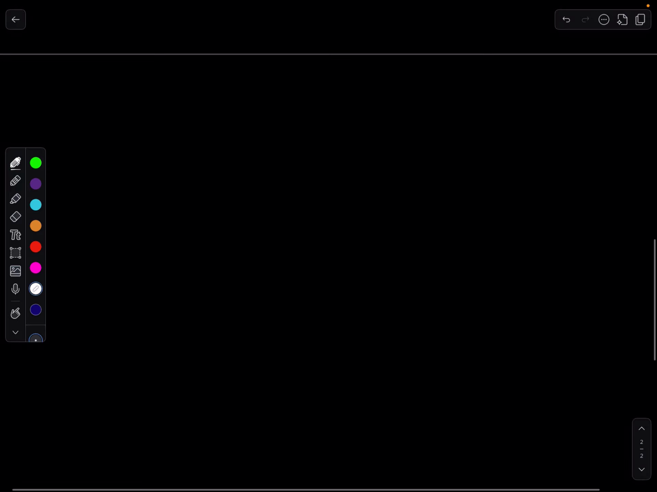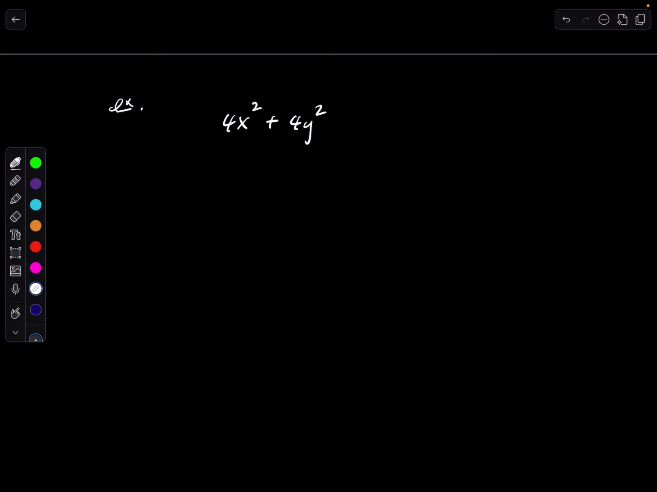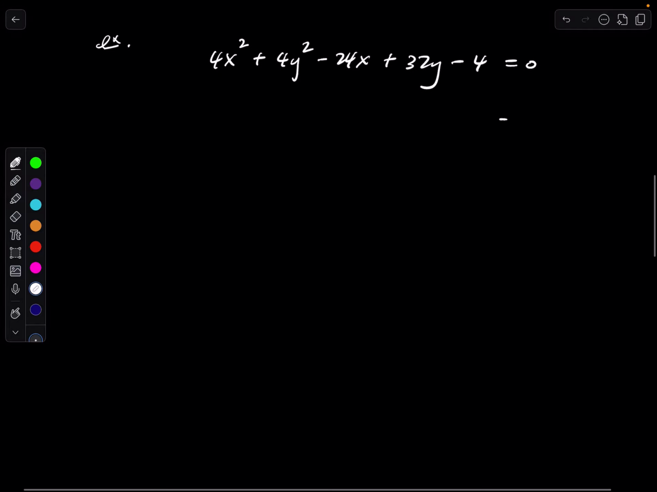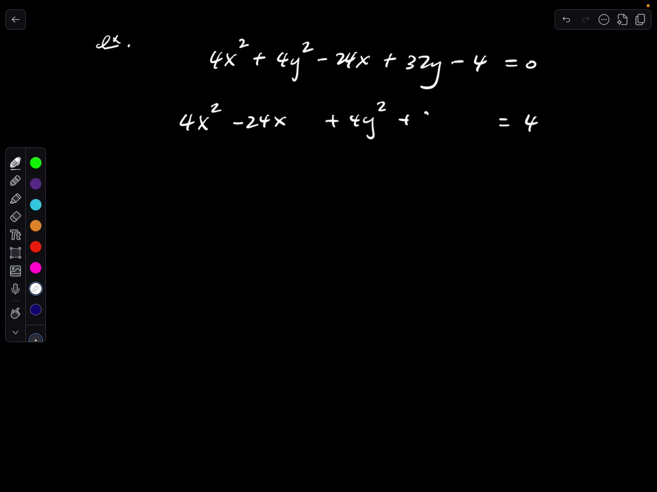For example, you have the equation 4x squared plus 4y squared minus 24x plus 32y minus 4 equals 0. First thing you want to do is move the number to the other side. You group the x squared with the x, and the y squared with the y. Now, there are coefficients in front of the squares, so you need to factor. We take out the 4 and have x squared minus 6x, leave a little space, plus 4 times y squared plus 8y, leave a little space, equals 4.